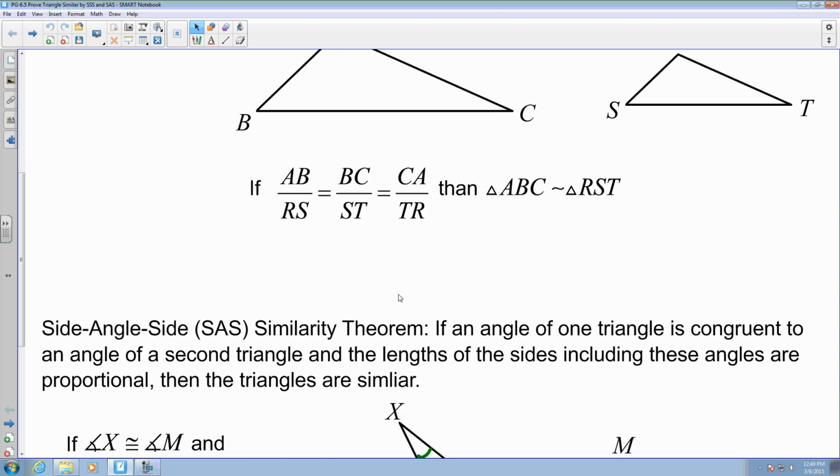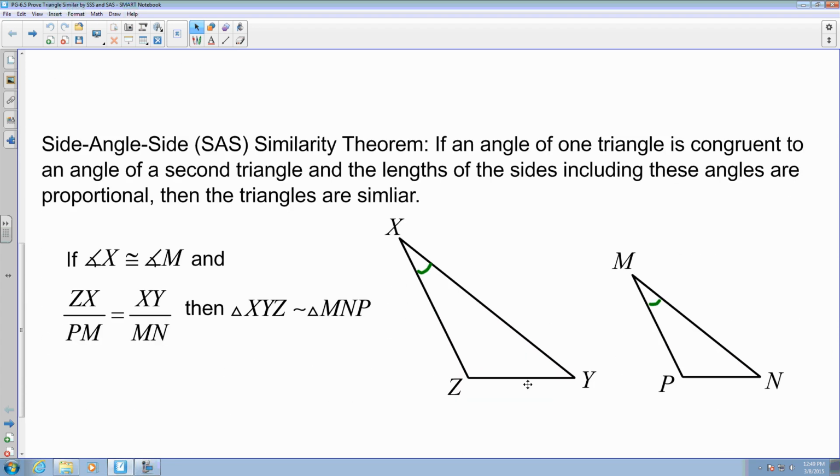The other one is the side angle side theorem. It says if an angle of one triangle is congruent to an angle of the second triangle and the lengths of the sides including these angles are proportional, then the triangles are similar. So basically what they're saying is when angle X and angle M are equal, the sides that share that angle must be proportional.